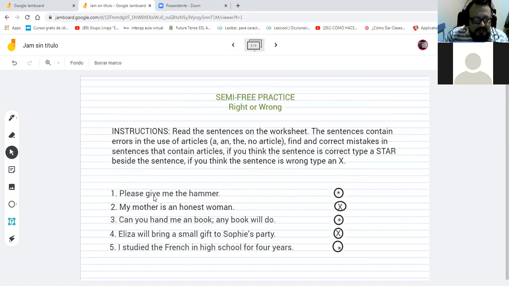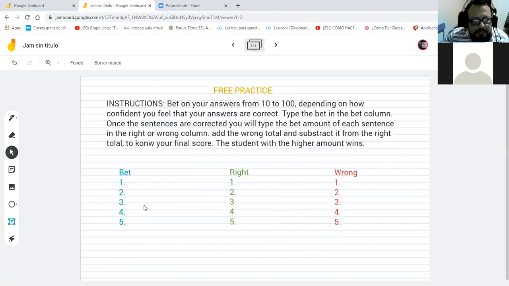If in your second sentence you are not totally sure that you answered correctly, then let's say you're going to bet 50. You're going to be doing your own bet, but let's say you bet 50. So on number two, you're going to type 50. Okay, let's go ahead and do that right now with all five sentences, and then I'm going to explain what these other two columns are for. Let's go ahead and do the bet on your five answers right now.